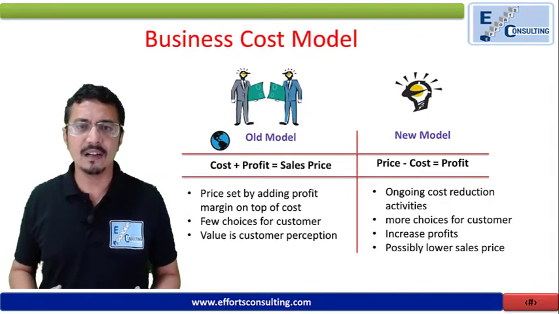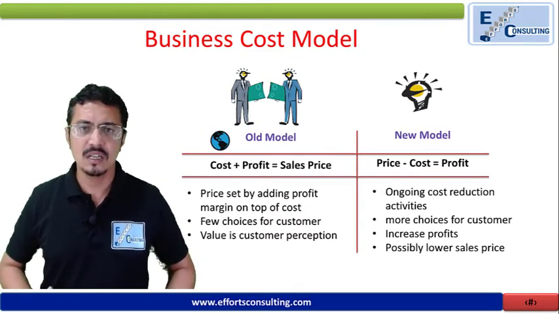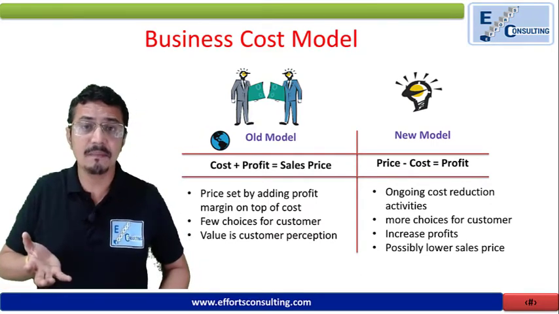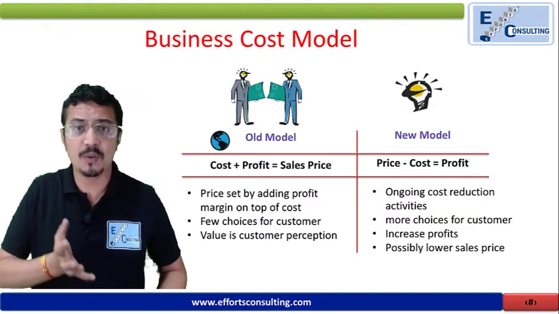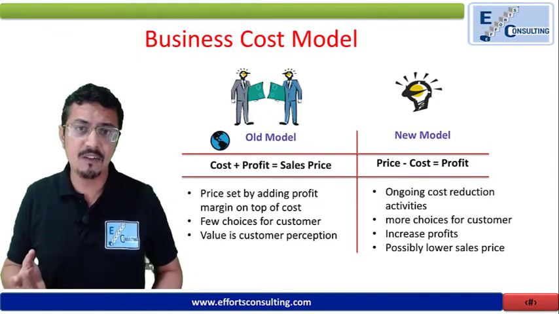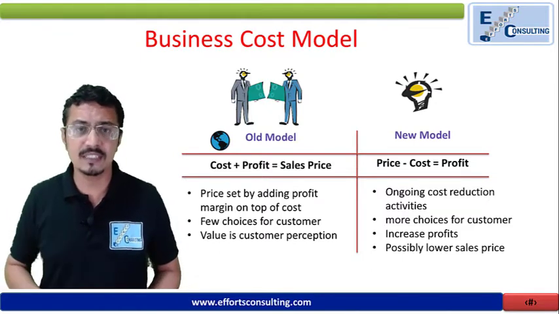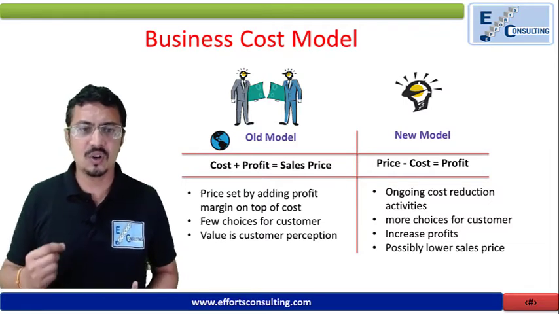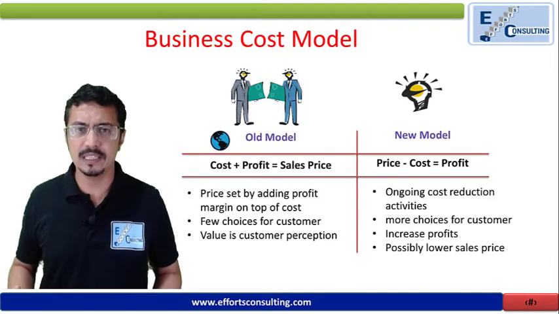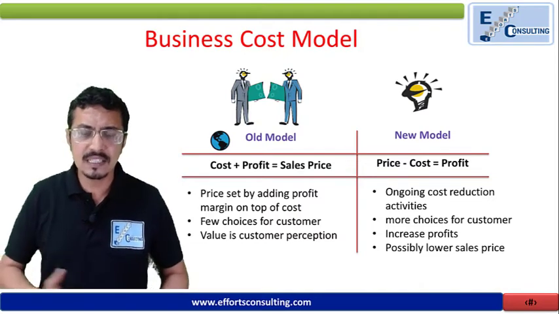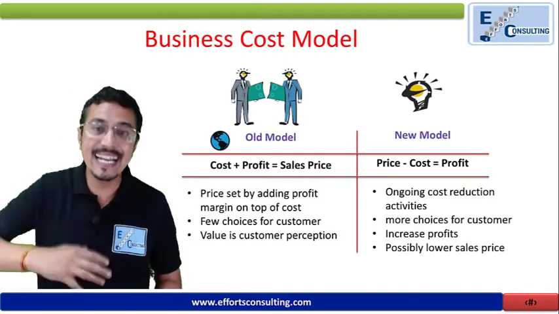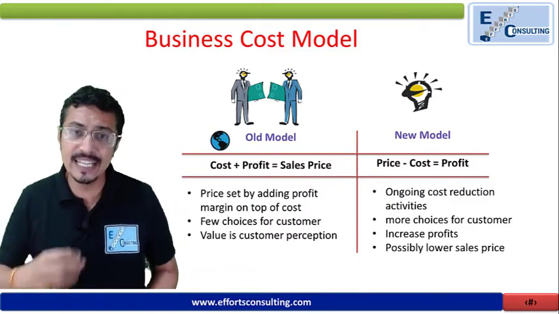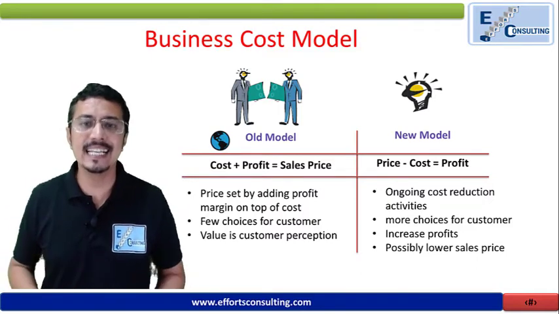We know that in any business, if we are having some internal cost, and if we add our profit, our margin, into this, that would give us the sales price. The old model of this is cost plus profit is equal to sales price. Why? Because you are having certain internal cost, you are adding your margin into that, and you are selling it to the world.